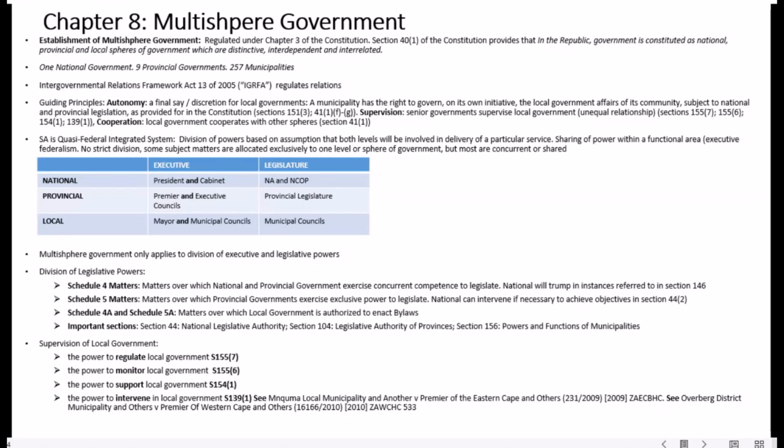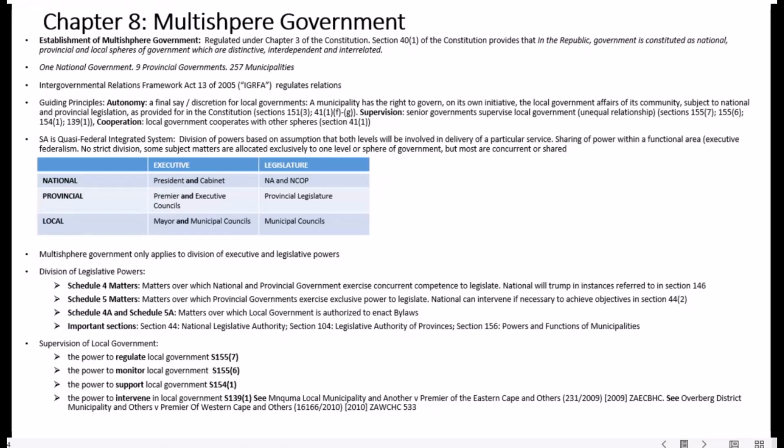So to get an idea of this, we've got 3 levels. At the top level, we've got 1 national government. Then in the middle, we've got 9 provincial governments. And at the bottom, local government, we've got 257 municipalities. Please also just be aware that we've got the Intergovernmental Relations Framework Act, which basically regulates how these different spheres of government relate or communicate with each other.